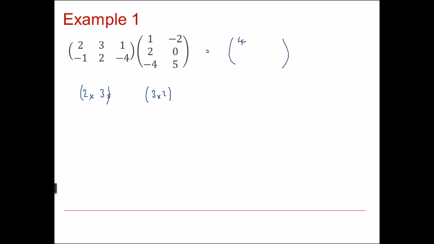I'd like you to pause the video and try to calculate the other 3 entries that are in the matrix. Once you've done that, restart and you'll see if we've got the correct values. Well, the other entries that you should have got are 1, 19 and -18.